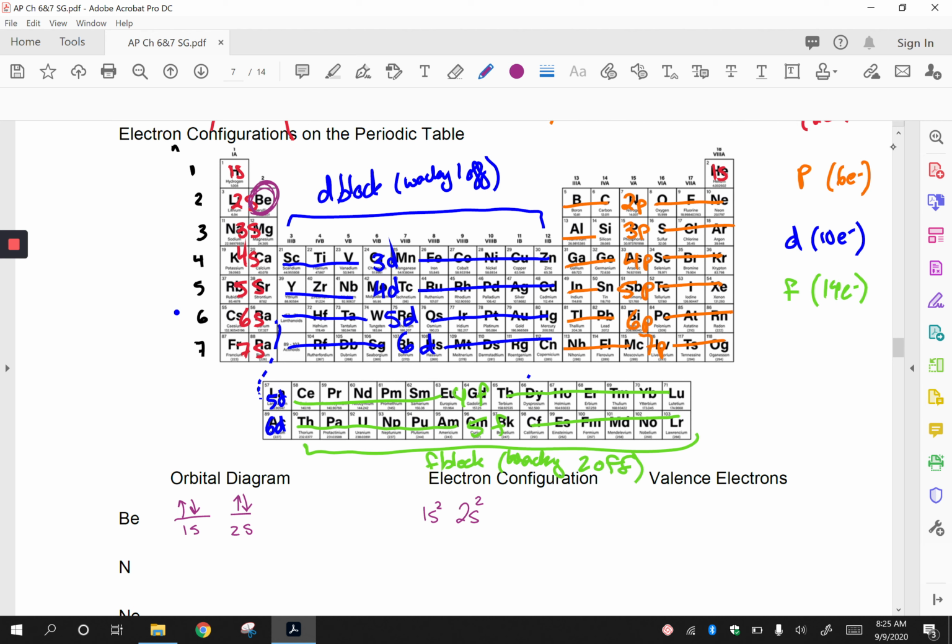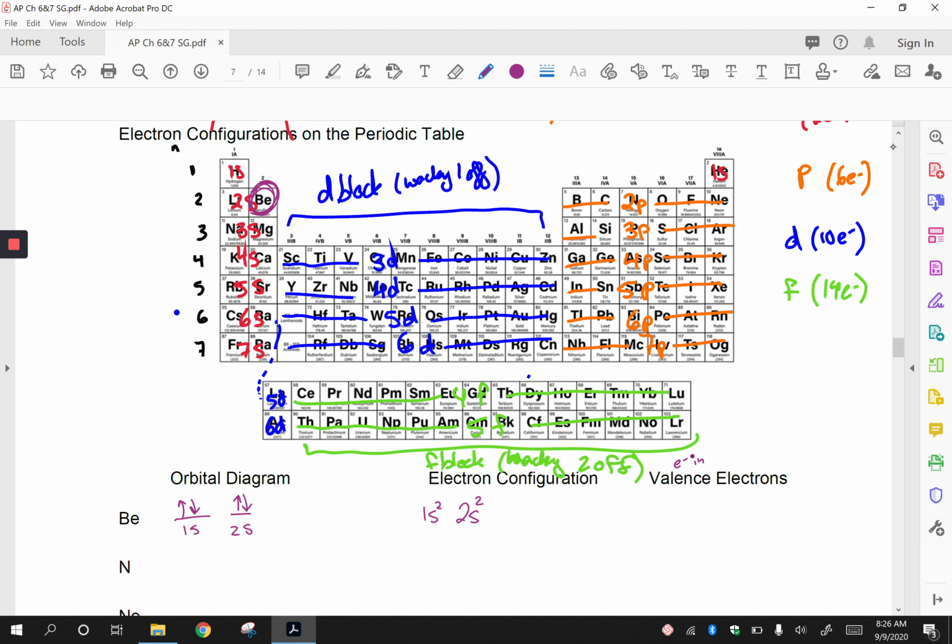So when you add up your superscripts in an electron configuration, or when you add up your arrows in the orbital diagram, you should end up with the total number of electrons for that. Valence electrons are the electrons that are in the highest energy level.